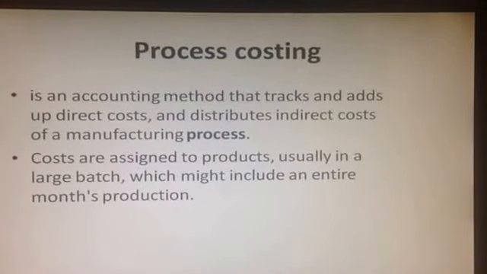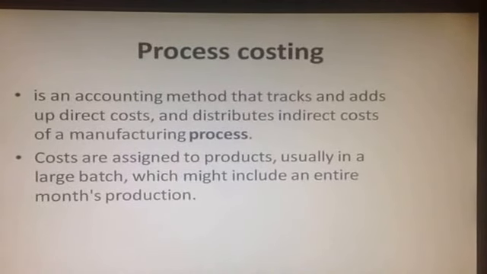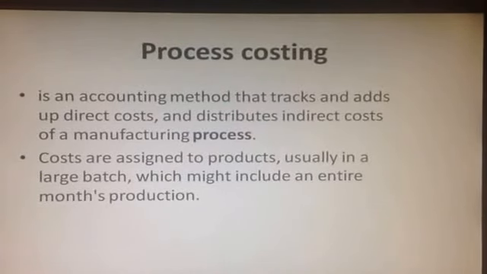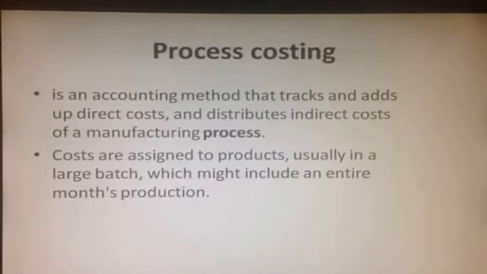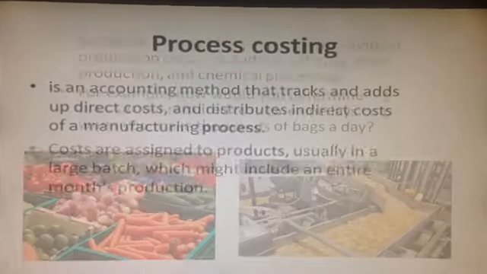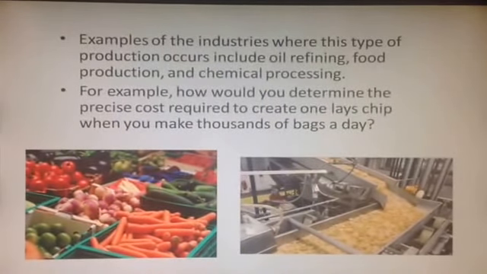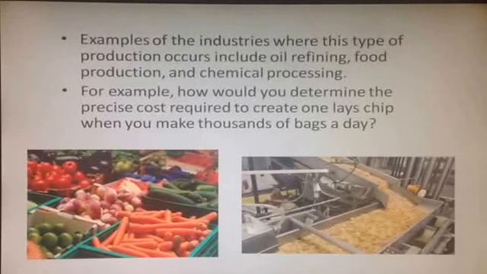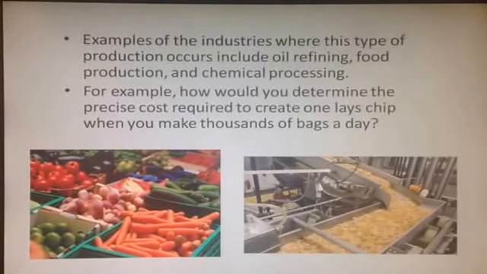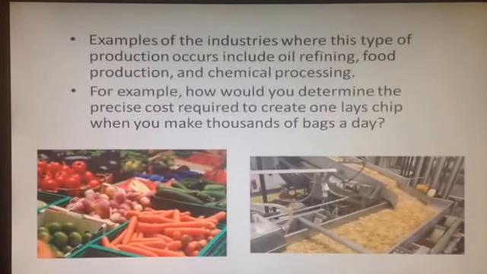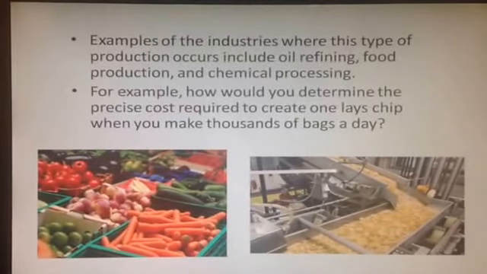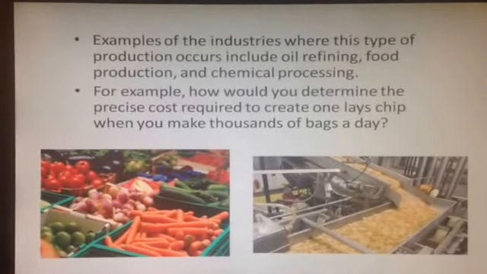Next is process costing, which is an accounting methodology that traces and accumulates direct cost and allocates indirect cost of a manufacturing process. Costs are assigned to products usually in a large batch, which might include an entire month's production. Examples of industries where this type of production occurs include oil refinery, food production, and chemical processing. For example, how do you determine the precise cost required to create one Lay's chip when you make thousands of bags a day? The costing method used for this scenario is process costing.